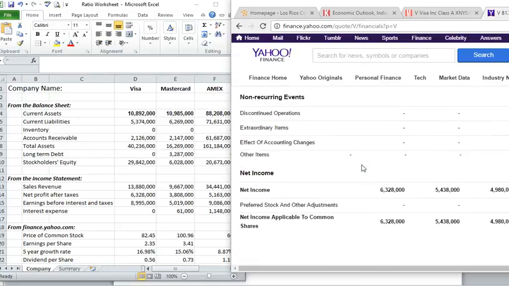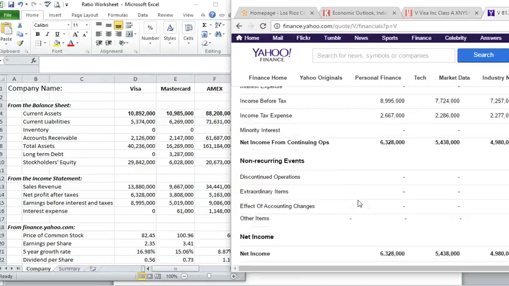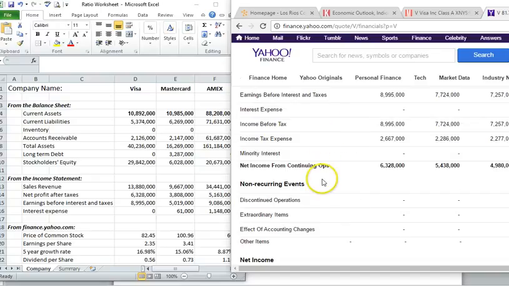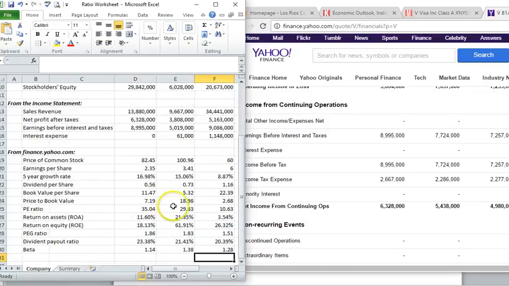It normally says net profit or net income right here. Net income. And then earnings before interest and taxes. Again, I think you'll be able to find these quite easily. And then any interest expense. And there was no interest expense for American Express. Okay, then lastly, we're going to collect the data that's down here on the bottom.